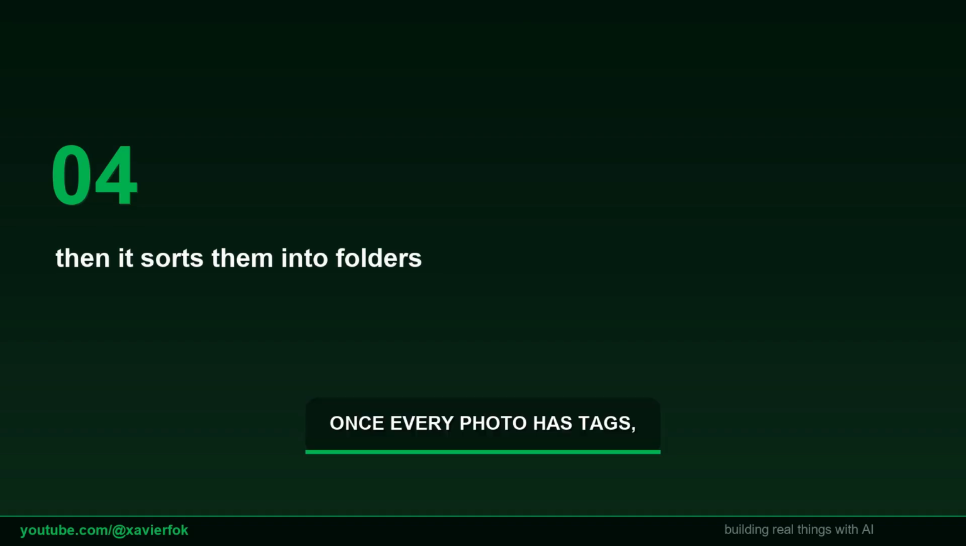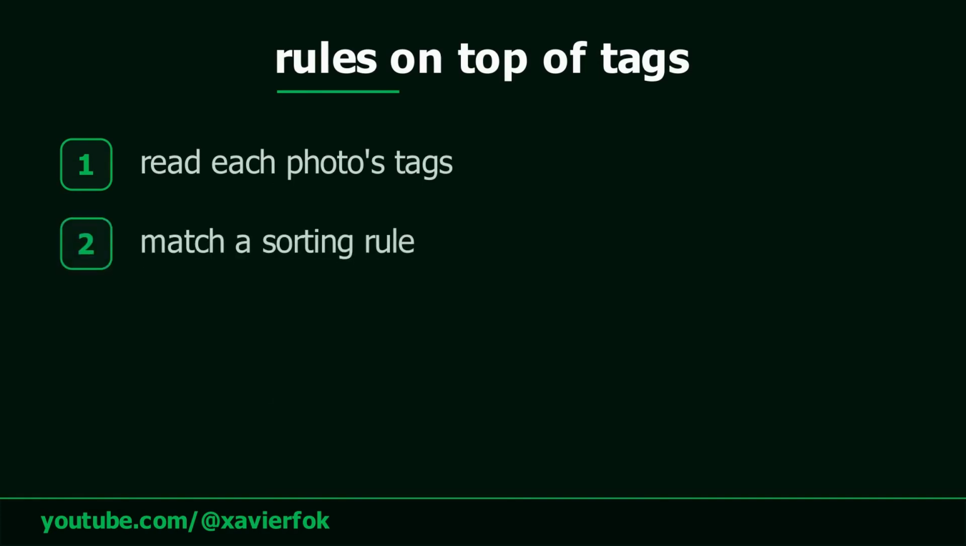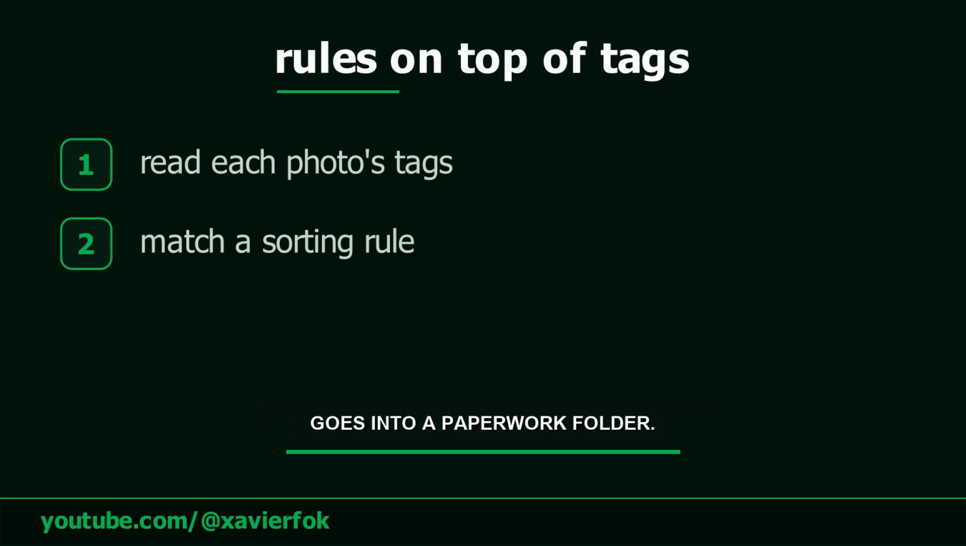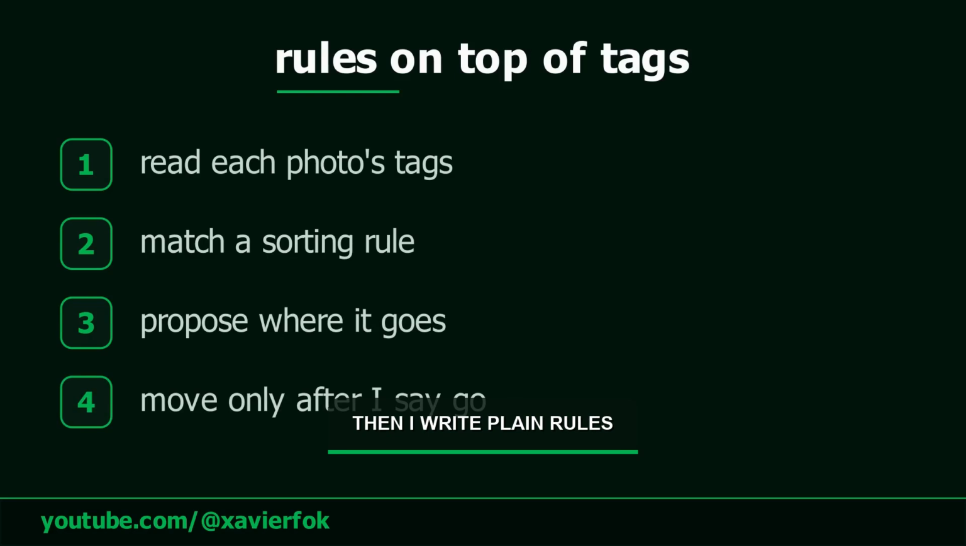Then it sorts them into folders. Once every photo has tags, sorting becomes a set of simple rules layered on top. Anything tagged screenshot goes into a screenshots folder. Anything tagged receipt or document goes into a paperwork folder. Photos with people and a tag like party or birthday get grouped together. The model does the hard part, which is understanding what is in each picture, and then I write plain rules that decide where each kind of thing should live.